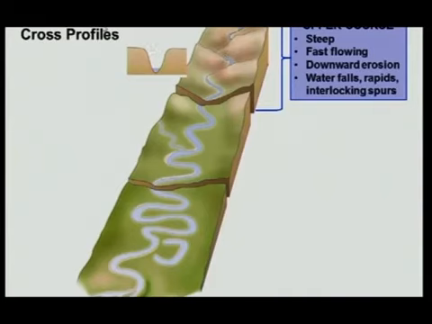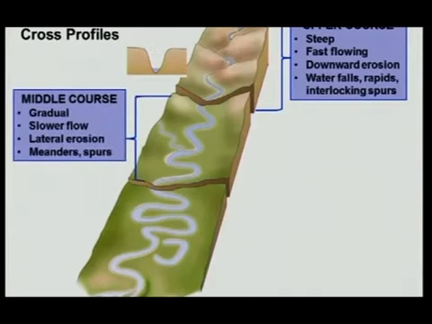Now the second one would be our middle course. Now you look at the middle course. Of course, the slope is much more gradual. It will be a slower flow. And what happens now? Just look at the difference. Here we get downward erosion. Here we get lateral or sideways erosion.